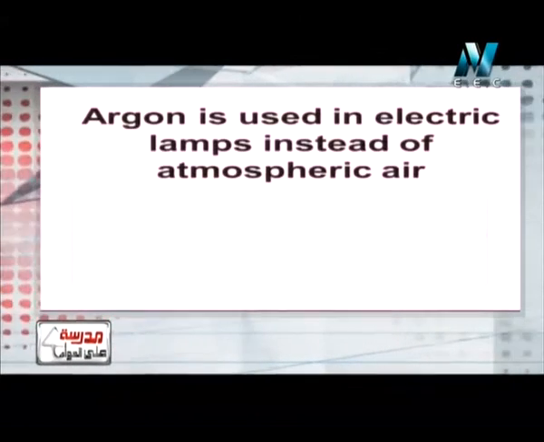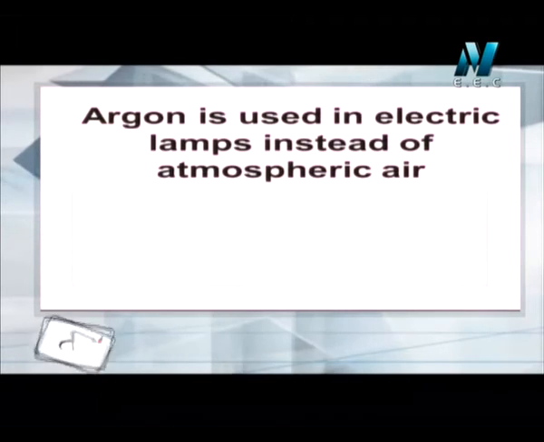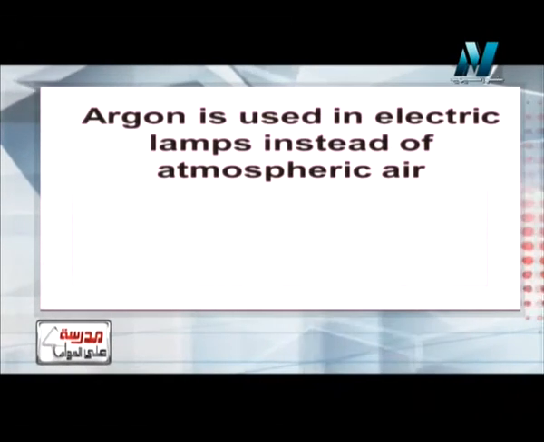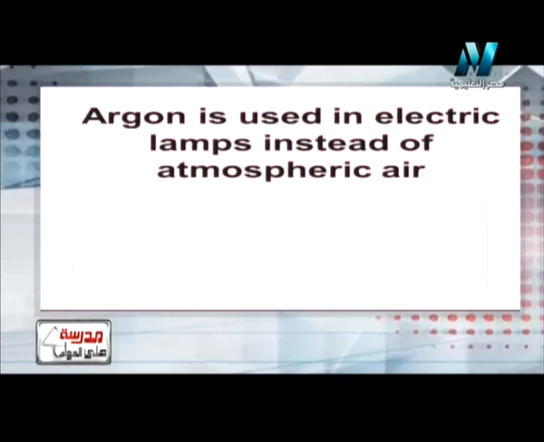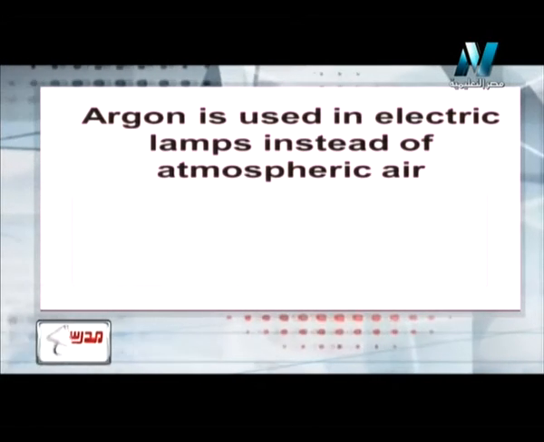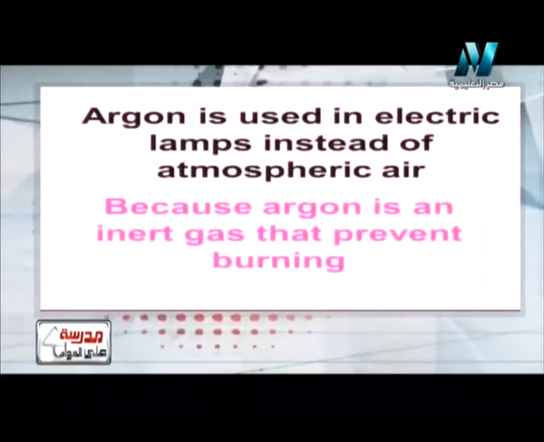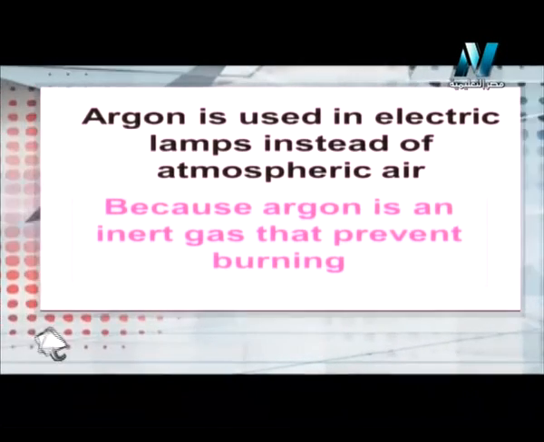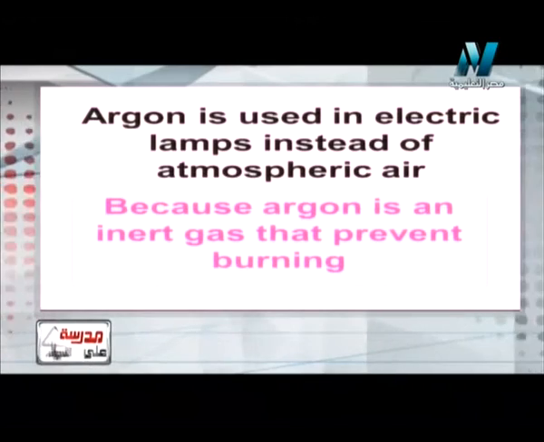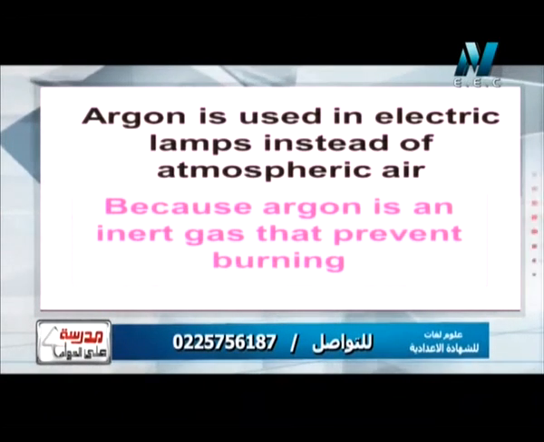Another question of the same give reason type. Argon is used in electric lamps instead of atmospheric air. We don't use atmospheric air in the lamp, but we use argon, such as an inert gas or any inert gas we have studied. Because argon, as we know, is an inert gas that prevents burning or combustion of the tungsten filament. So the answer simply will be: because argon is an inert gas that prevents burning.